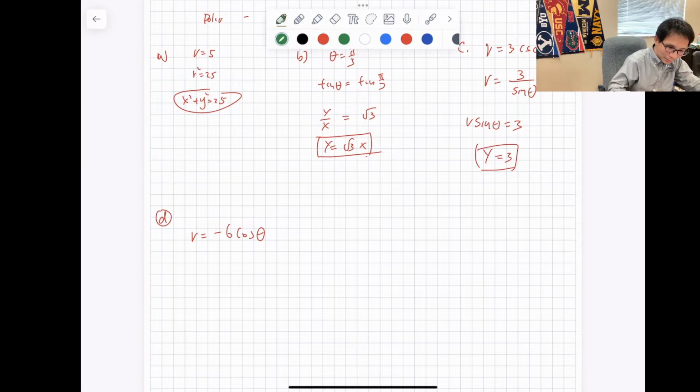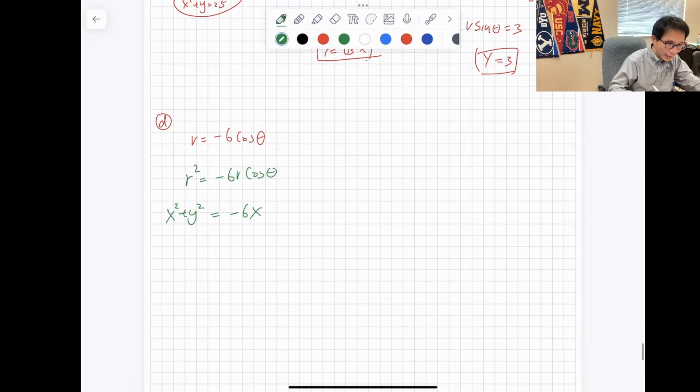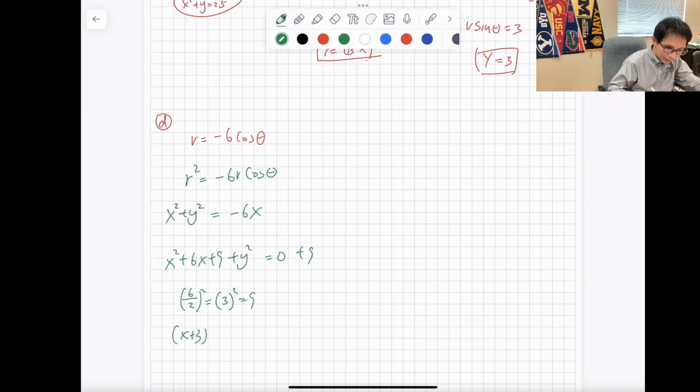So this one is gonna be r squared equal to -6 r cosine theta. And this is gonna be x squared plus y squared equal to -6x, right? And then actually I can even do better. Plus 6x plus y squared equal to 0. I can complete the square. So it'll be x plus 3 squared plus y squared is equal to 9.